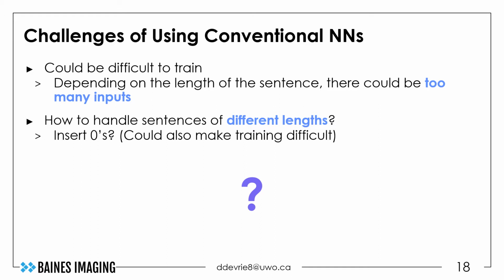We could maybe just insert zeros or blanks for those inputs. But this could actually make the training of our network very difficult, for it to be able to recognize if there's no words to handle the input one way, and if there's just blanks to handle it a different way. So, what can we do?